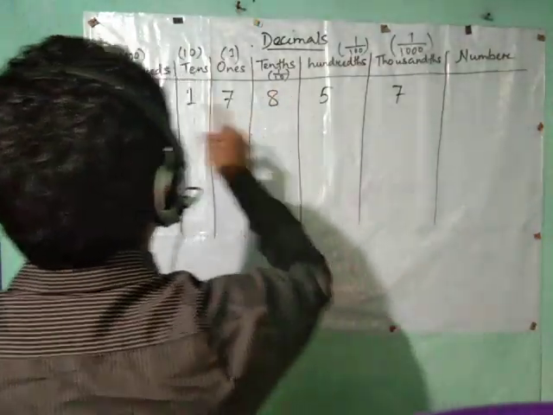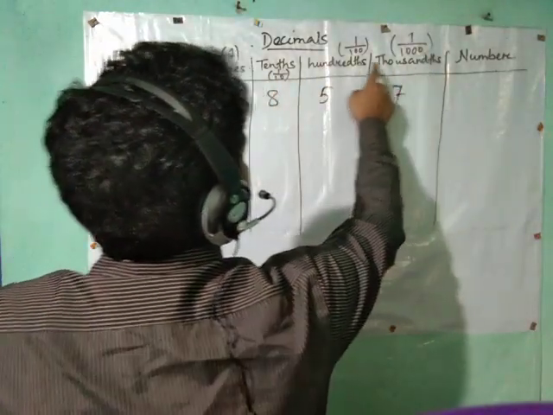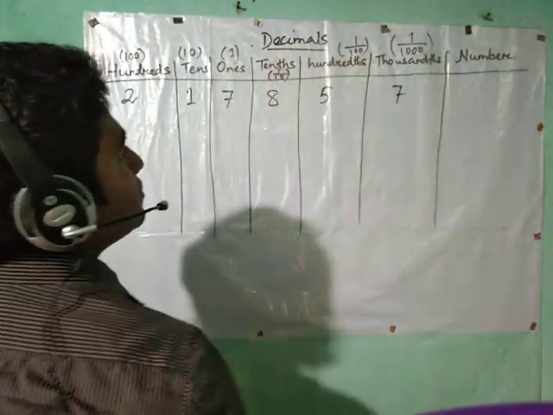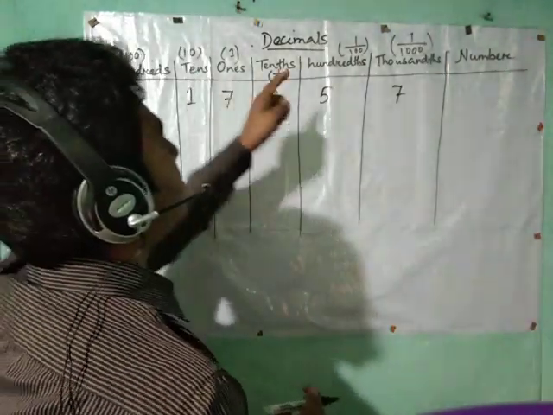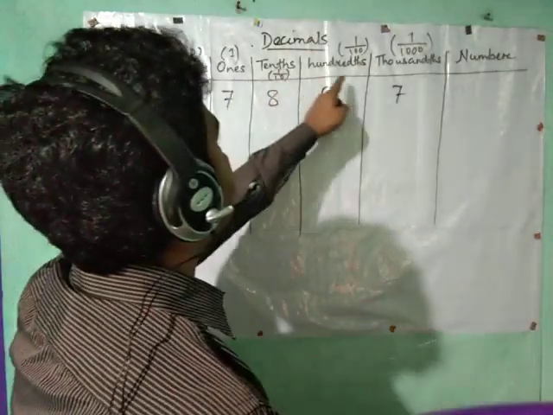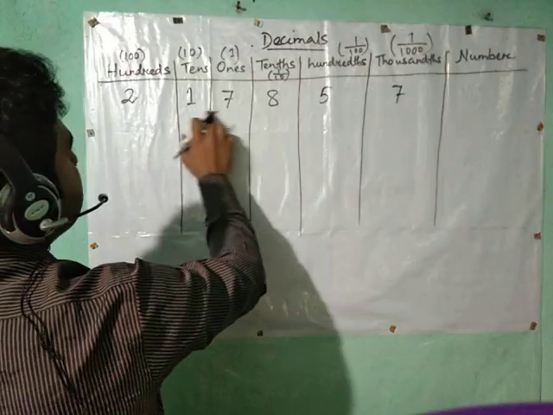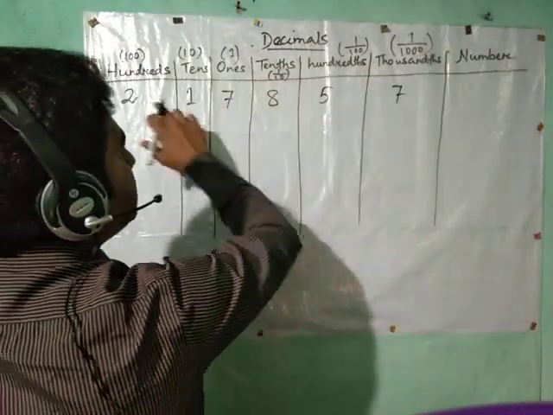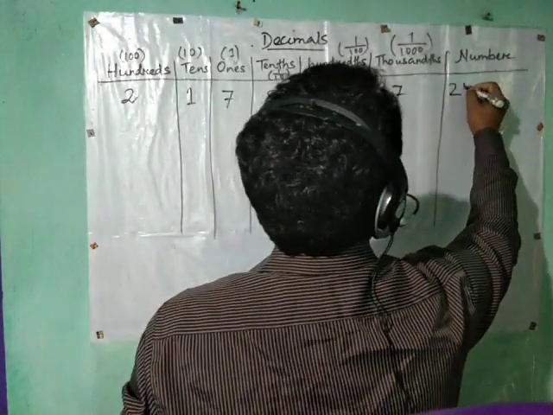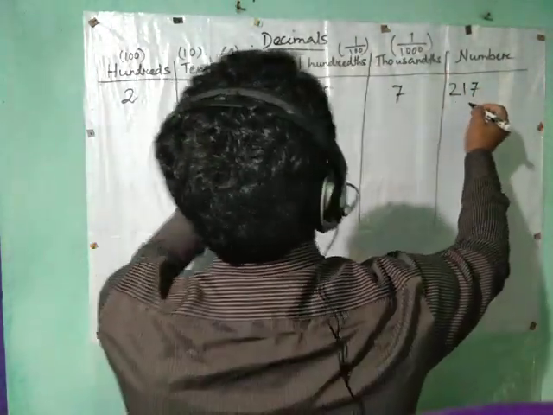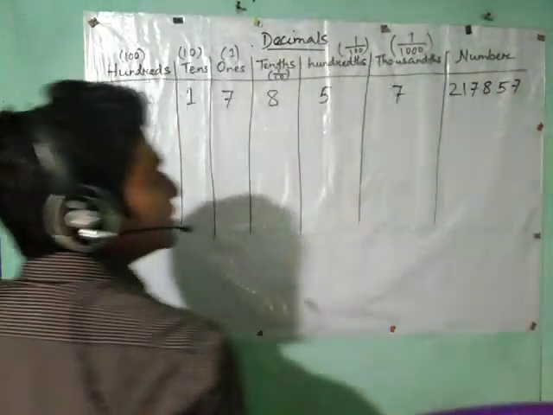Now look here. First look that all the place values are according to the correct sequence or not. We have noticed here that all are in correct sequence. If they are in correct sequence, you can write whatever is there as it is. See, first 2 will come, then 1, then 7, then 8, then 5, then again 7 will come, isn't that so?